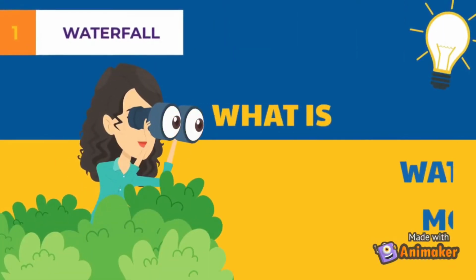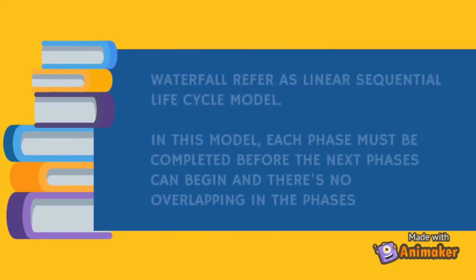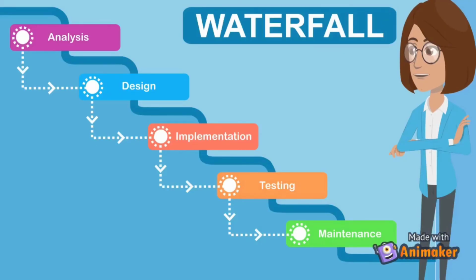So, what is the Waterfall model? Waterfall is referred to as a linear sequential life cycle model. In this model, each phase must be complete before the next phase can begin, and there is no overlapping in the phases. Here is the diagram of the Waterfall model.